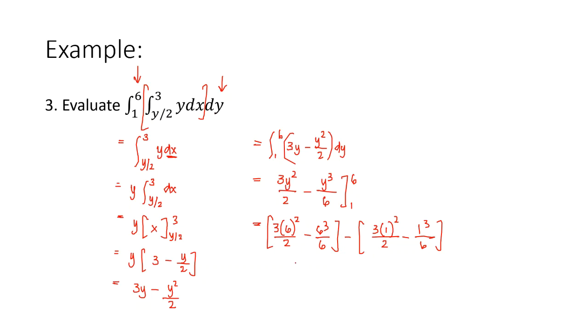So this would give us 18 minus 4 thirds, or basically equivalent to 50 over 3. So this is now our final answer. Okay, so let's proceed to the next example.